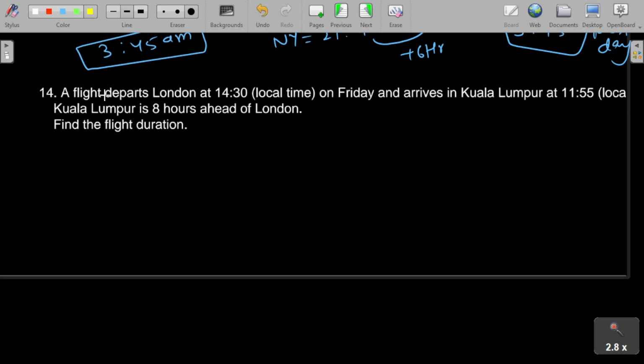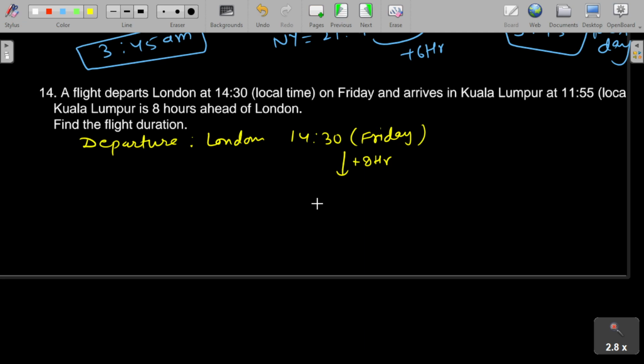Okay, so in this one, we know that the departure time from London is 14:30, which is Friday. Okay, so Kuala Lumpur is 8 hours ahead of London. So if we add 8 hours in this one, we will get 22:30, which is also Friday. Okay, and this is Kuala Lumpur time.